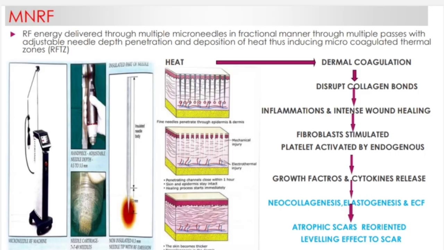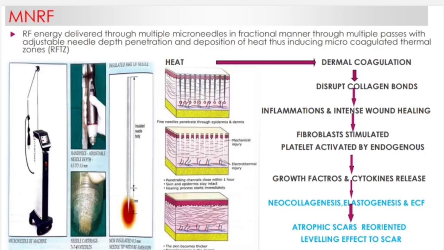The pictorial image shows the individual needle, which has an insulated part. The lower 0.3 mm of the needle is non-insulated, and this forms the microcoagulated dermal zone. It is done under proper anesthesia, either topical or infiltration anesthesia. As shown in the pictorial image, as the needle passes through the epidermis and dermis, it causes a mechanical injury without any thermal damage along the length of the insulated needle, leading to pinpoint bleeding.